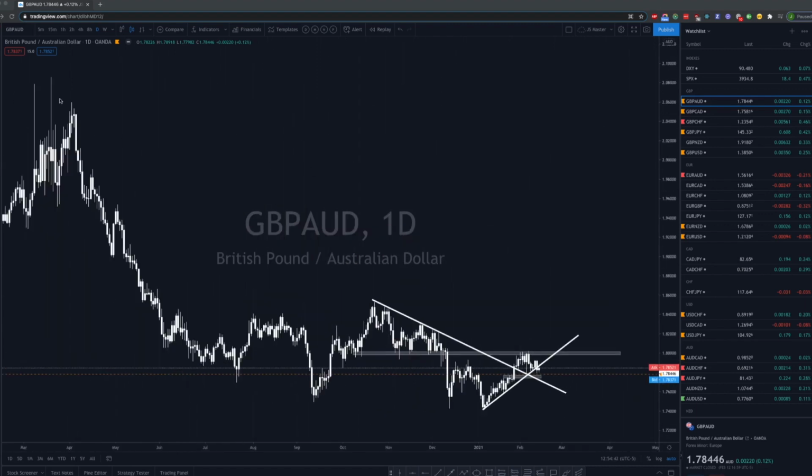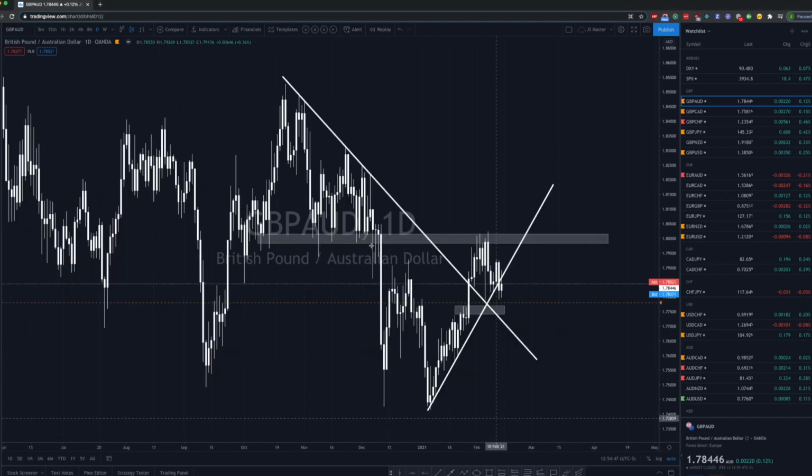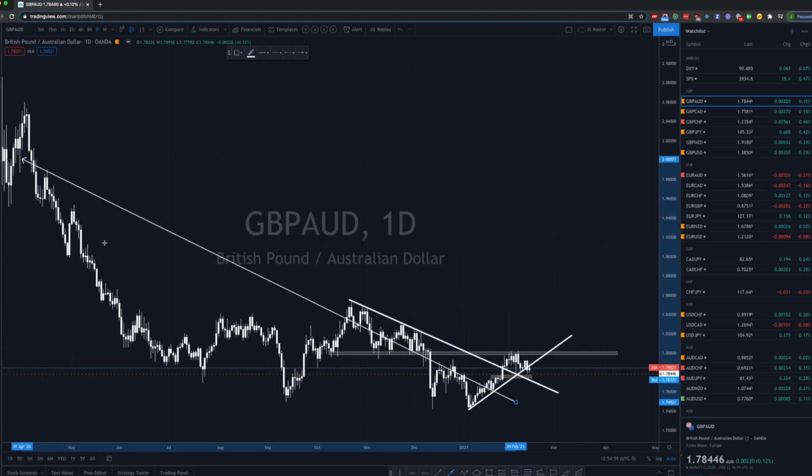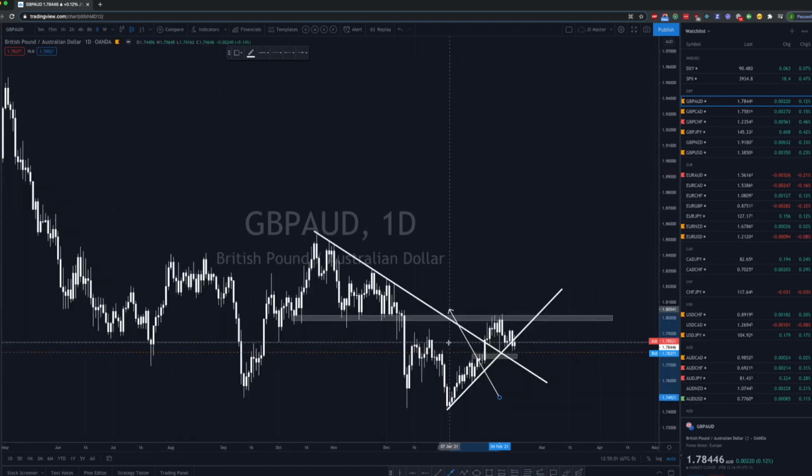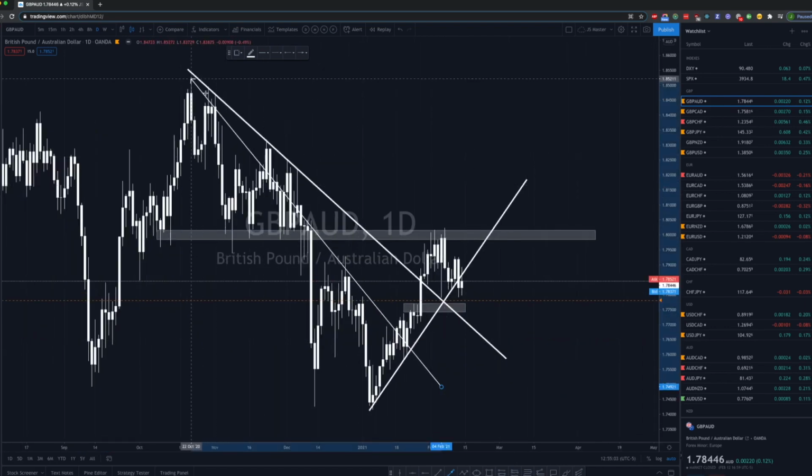We've had GBPAUD in this massive downtrend for quite a while. However, recently we had it break this longer term trend line. I guess in the grand scheme of things, it's a shorter term trend line, right? Because you have this massive downtrend. This trend line has been forming for the last couple of months, since back in October last year. We had quite a few touches here, and then it broke through. Later on in January, it spiked above, retested this level here and started to drop.